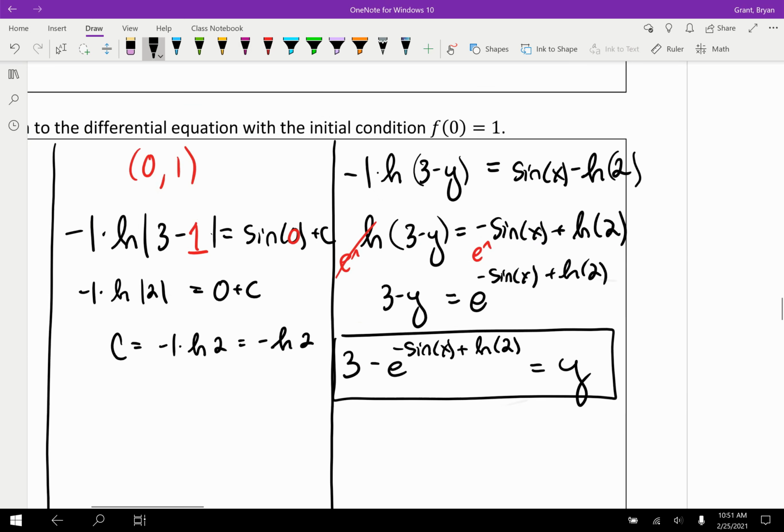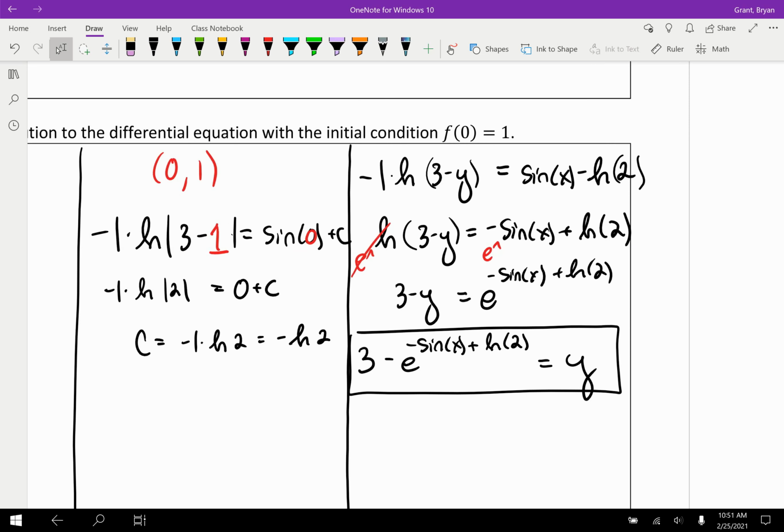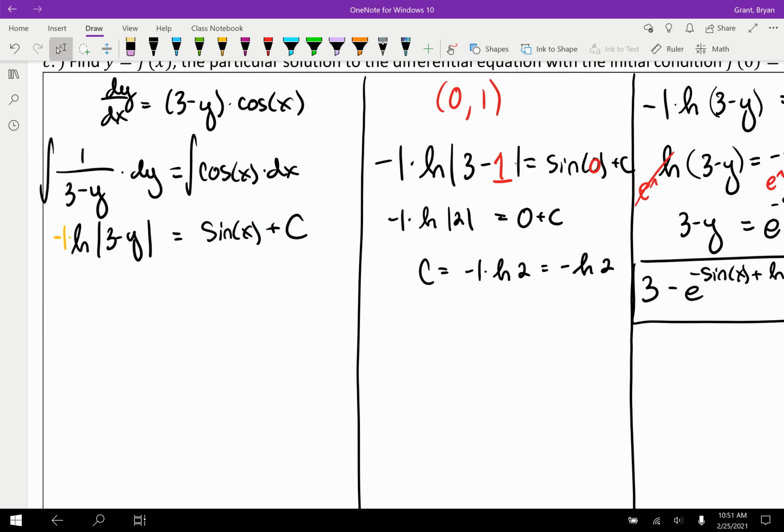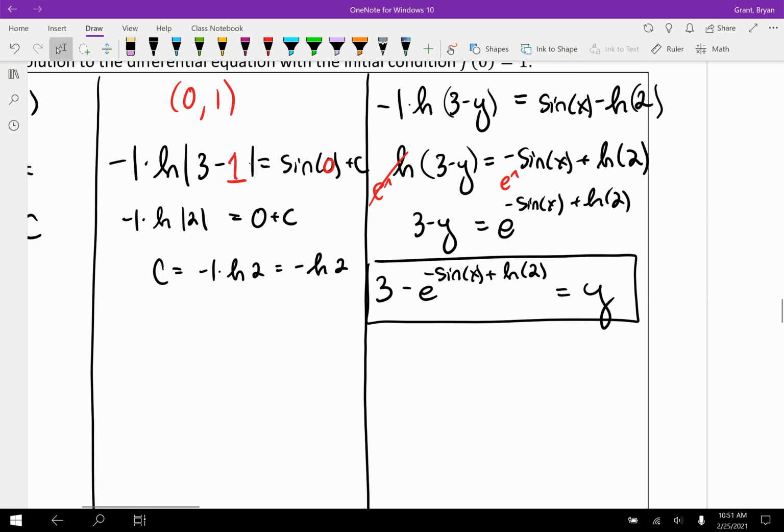Okay. Now, you might say, well, wait. What if I just dropped the absolute value? Well, in this case, you'd receive full points. As long as you got the absolute value in the antiderivative, that's a must, must, must, and then you dropped it and did the rest, you would get full points here because you didn't need the absolute value based on that initial condition.